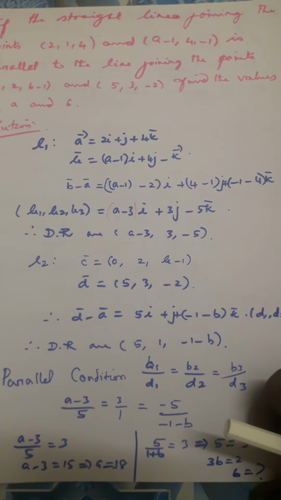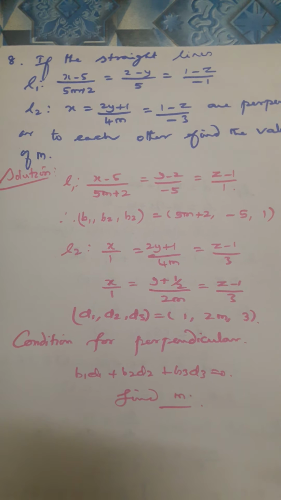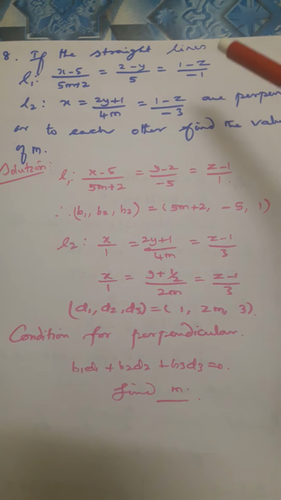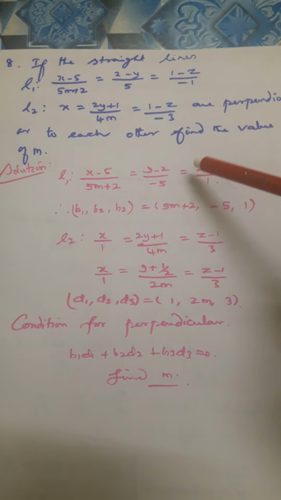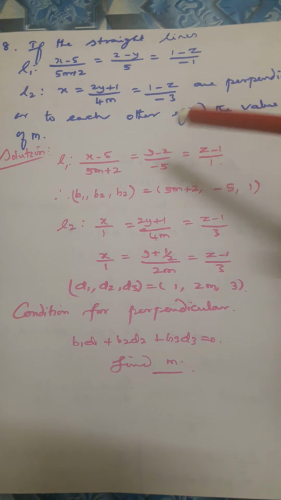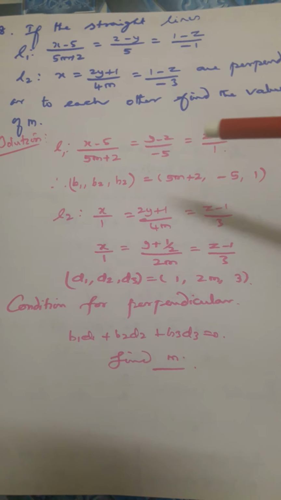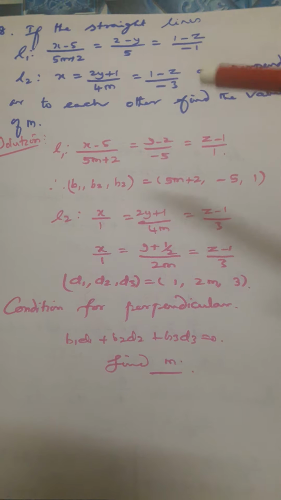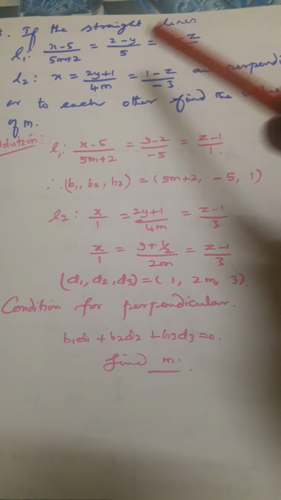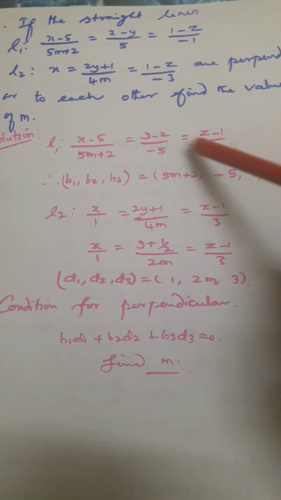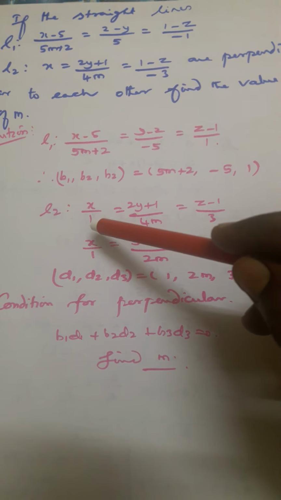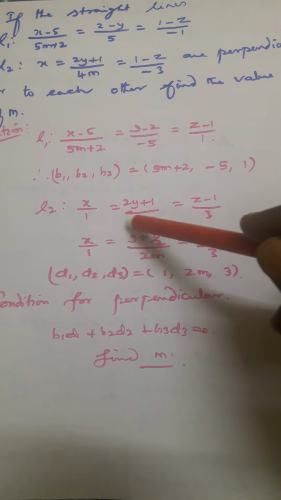Okay, the next one will be the last question of your exercise 6.4. If the two straight lines given are perpendicular to each other, find the values of m. So the last question, it is parallel condition, here it is perpendicular condition. I told you here it is given in Cartesian form of the straight line. So where you have the direction ratio, the denominator. Like that line 2, your direction ratios are 1, 4, m, 3.